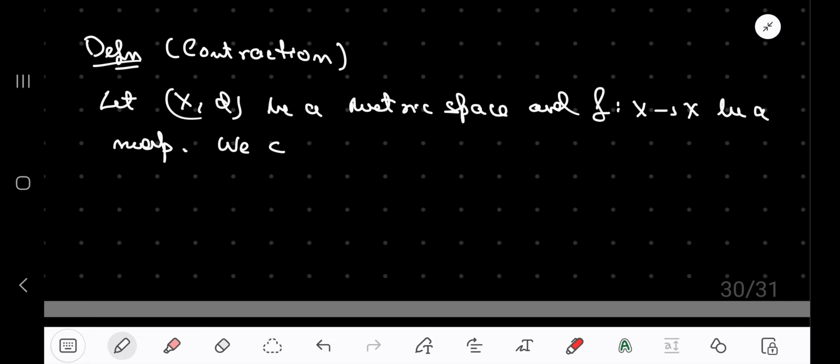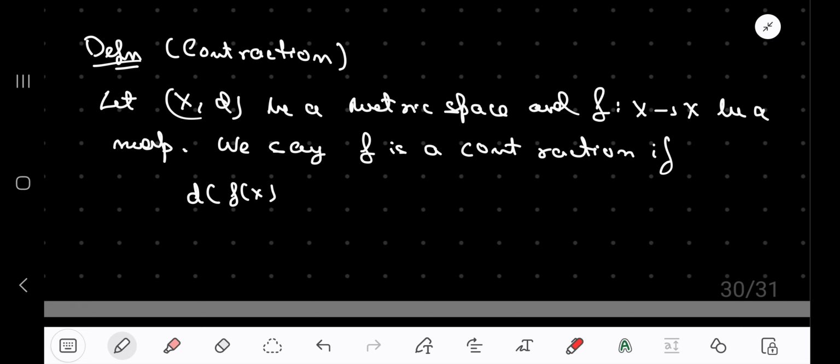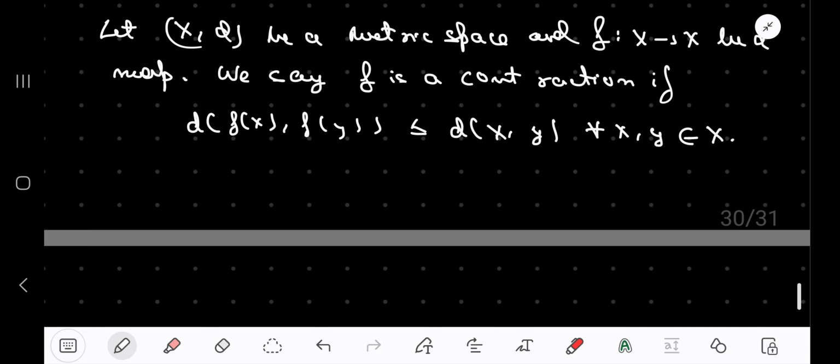We say F is a contraction if the distance between Fx and Fy is less than or equal to the distance between x and y for all x, y in X. Clear? Okay, so it abides by the name assigned to it, right?